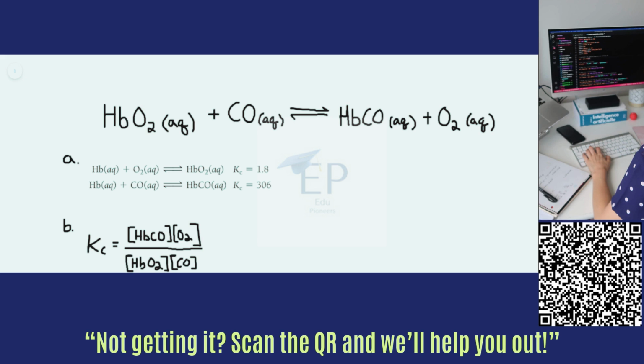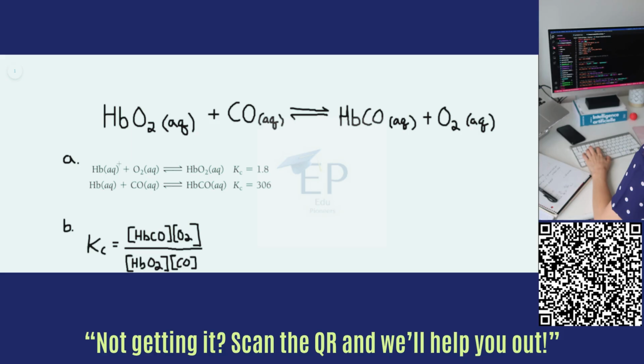The first is to use the reactions and the associated equilibrium constants at body temperature to find the equilibrium constant for the reaction below. So these are the equilibrium constants for hemoglobin reacting with oxygen and hemoglobin reacting with carbon monoxide. We need to figure out what the equilibrium constant is for this total reaction. So let's look at the orientation of these reactions and also how the stoichiometry compares to the big reaction up here.